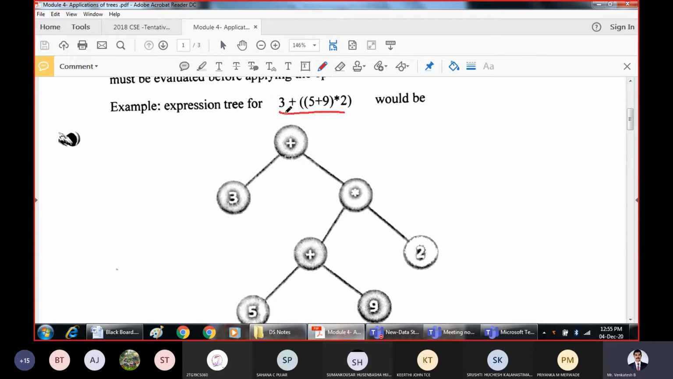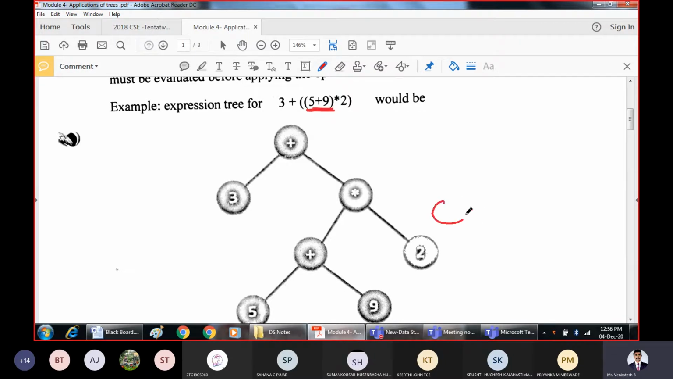So this is an example expression. When you look at this expression, we should know how to construct the tree. As the expression is small, it's very easy for us to construct. Which part will get evaluated first here? 5 plus 9 will get evaluated. Why? Because there is an inner bracket. We will solve the inner bracket first.